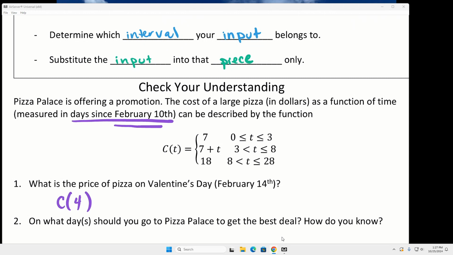All right, so we are going to put 4 in for T, but we're only going to put it into one piece. So when we're deciding what piece, we look over here. Which one of those intervals does 4 fall in?